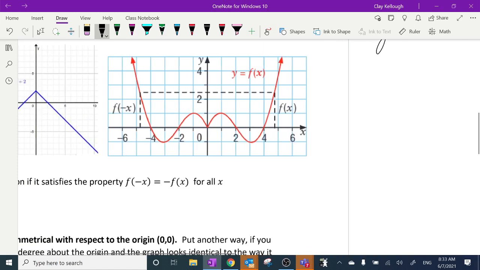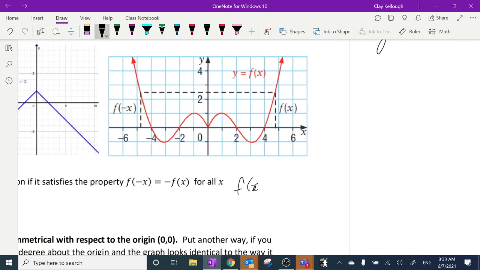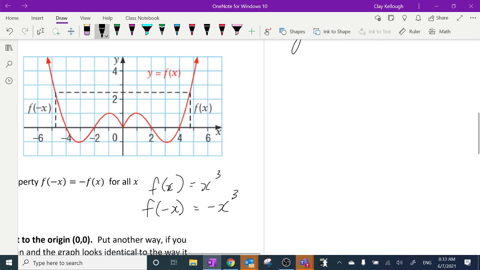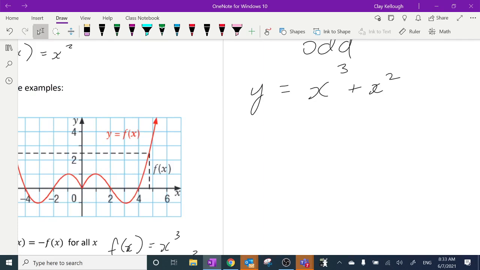So if you had, for example, f of x equals x cubed, yes, that's an odd function, because if you try putting in f of negative x, you get that the function exactly is the opposite of what you started with. If you had the function y equals, or again, let me change that to f of x.